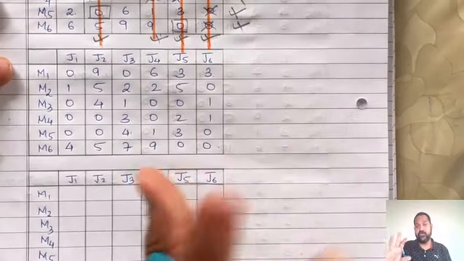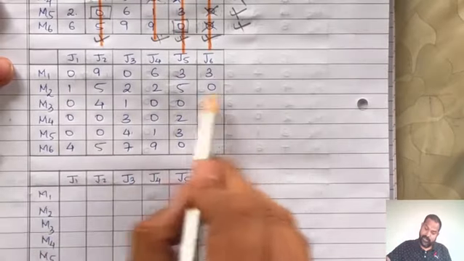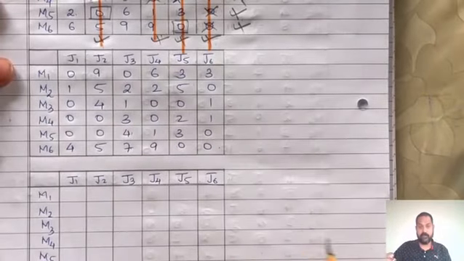But then after this, I need to check whether every row and column has a 0. Has a 0, has a 0, has a 0. Yes, yes, yes. Yes, yes, yes, yes, yes, and yes.